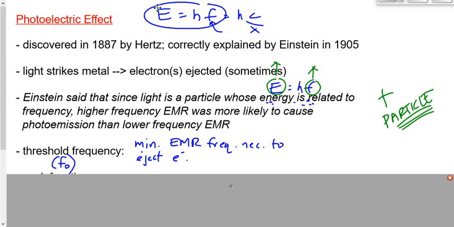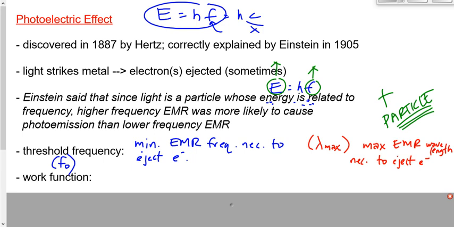Now, going along with that is something that we call the threshold wavelength. That's not the minimum wavelength, though. That's the maximum wavelength. Remember that wavelength and frequency are inversely related to each other. So if you have to be above a certain frequency, you have to be below a certain wavelength. Threshold frequency, the minimum EMR frequency, you got to be above that. Threshold wavelength, the maximum wavelength, you got to be below that.